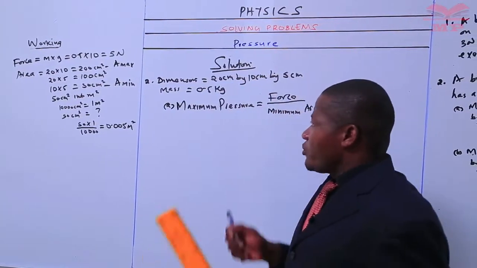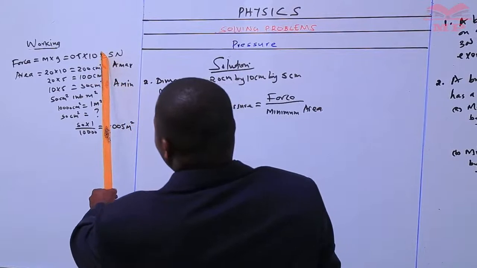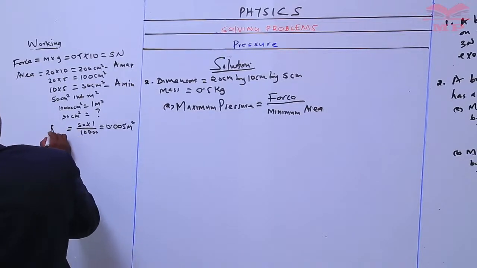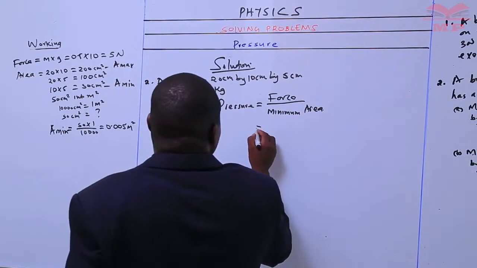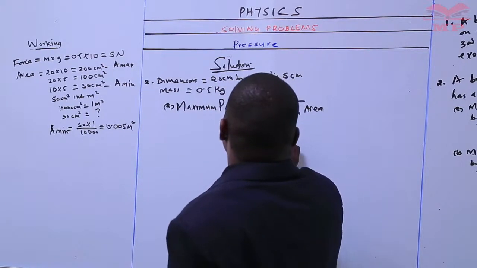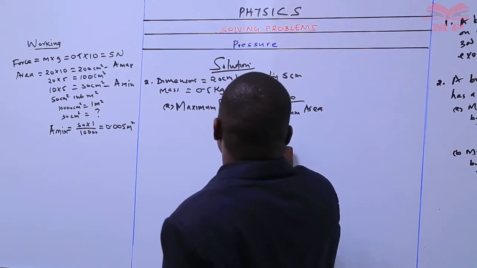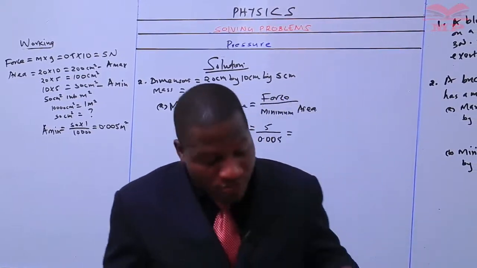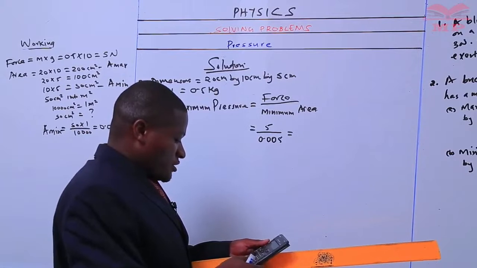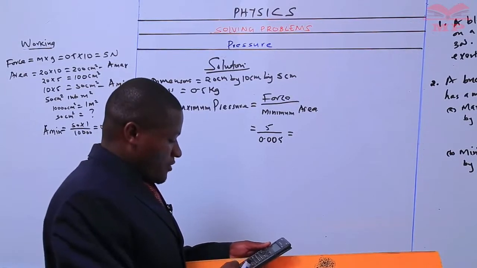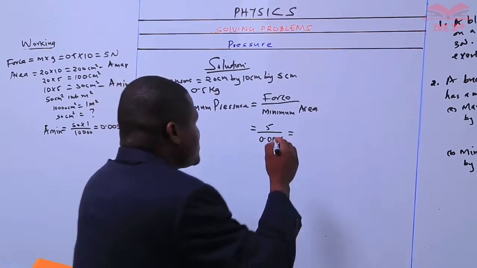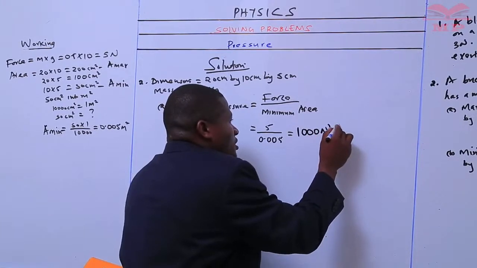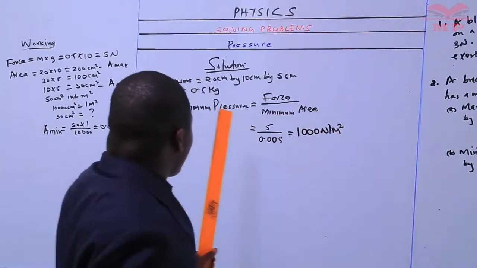Now we substitute in our equation. We have force is 5, then A minimum is this 0.005. So this one represents A minimum. So when I substitute in my equation, I have 5, then divide by 0.005. We can use our calculator, that is 5 divided by 0.005. It is giving me 1,000 Newton per meter squared pressure. That is our maximum pressure.